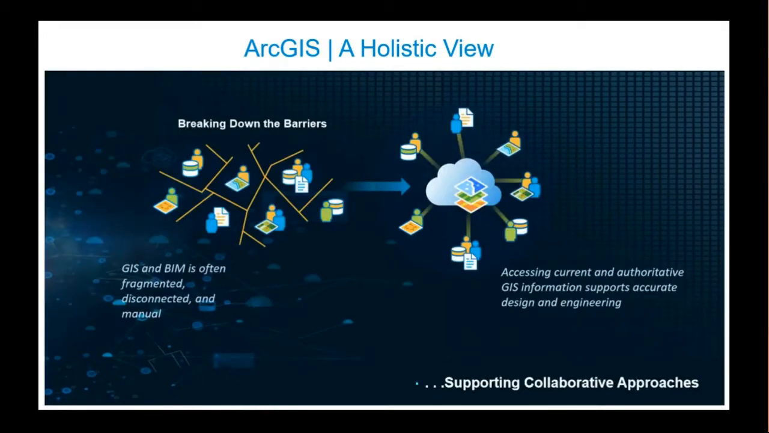So as we break down the barriers, because in the past, what we've done is we've worked in silos. And GIS and BIM is often fragmented and disconnected. But as you can see, bringing these together with ArcGIS allows current and accurate GIS information to reach designers, engineers, and architects. So in terms of collaboration, it's a more effective and efficient approach.